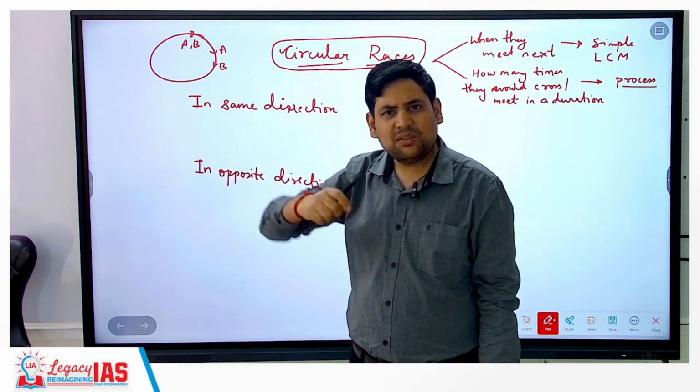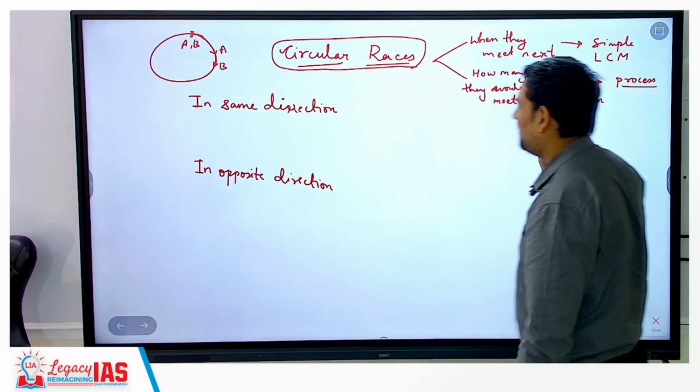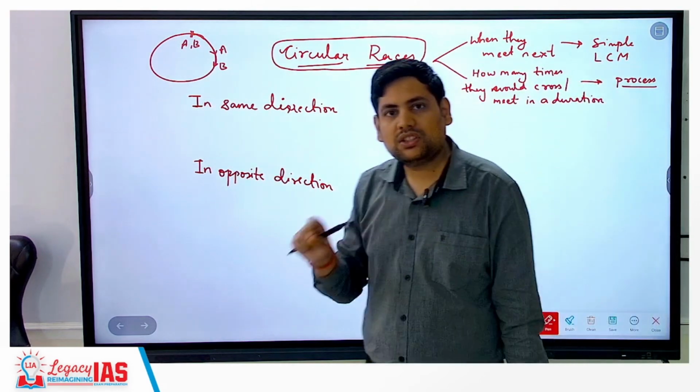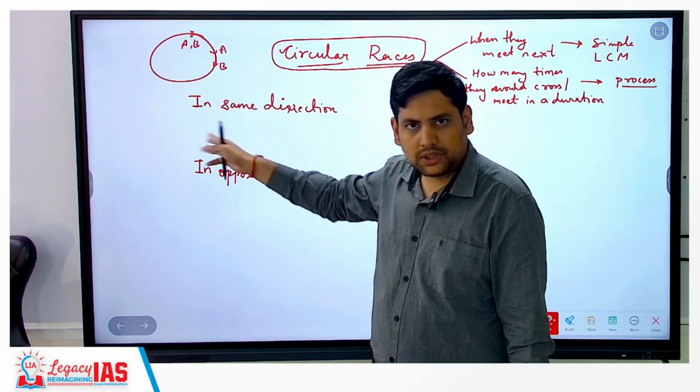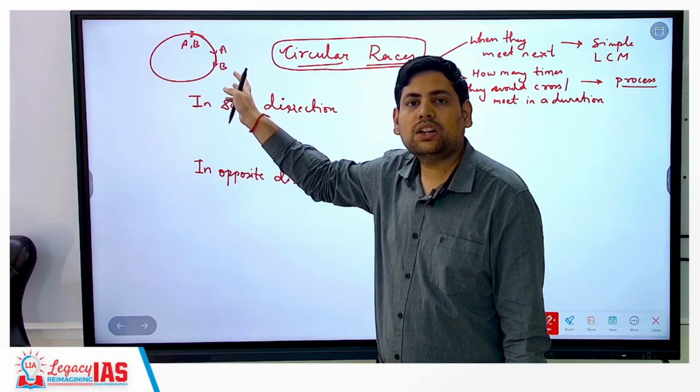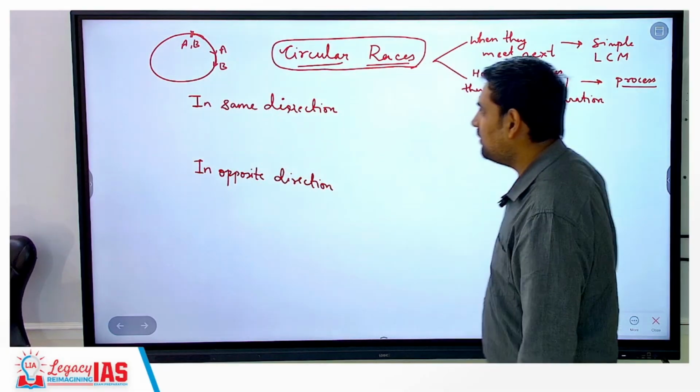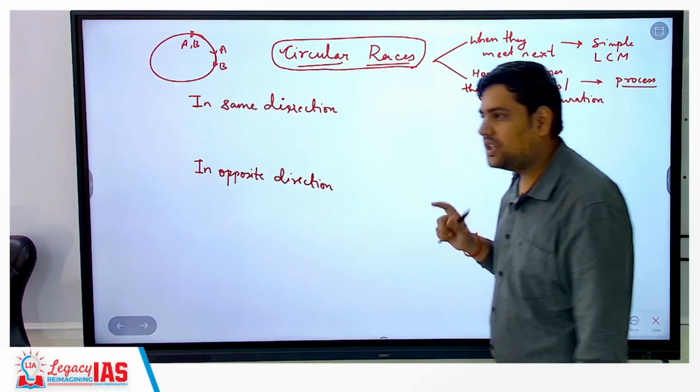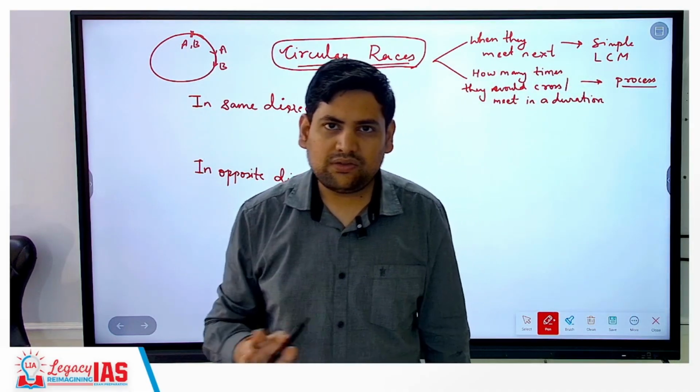So there simply you need to find the LCM. Times are given to you, that this much time it takes for A to complete one round, and for B to complete one round, this much time it takes. Simply you need to find the LCM that we usually did in the HCF LCM chapter of number system.